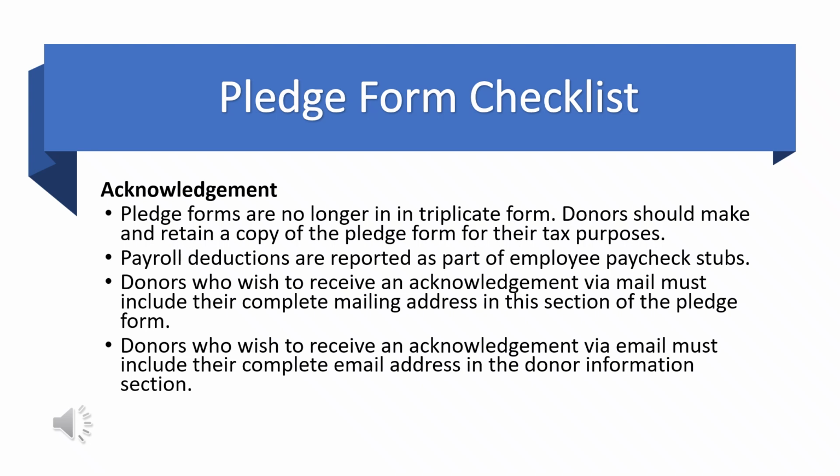For acknowledgement, donors should retain a copy of the pledge form for their tax purposes. Payroll deductions are reported as part of the employee paycheck stubs. Donors who wish to receive an acknowledgement via mail must include their complete mailing address in the section of the pledge form. Donors who wish to receive acknowledgement via email must include their complete email address in the donor information section.